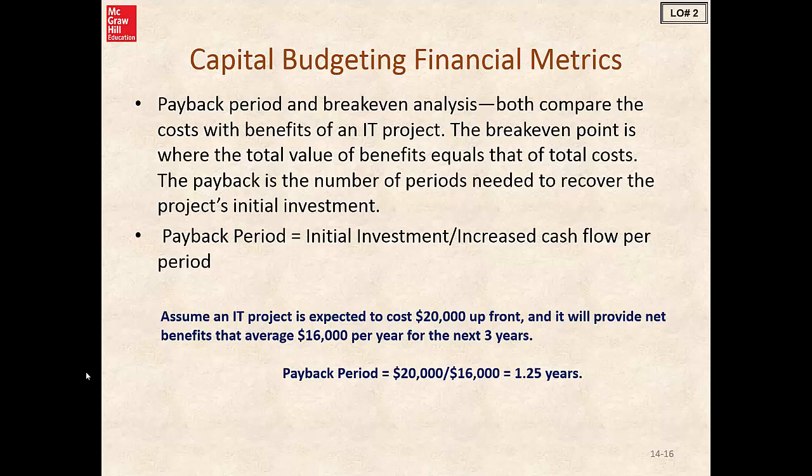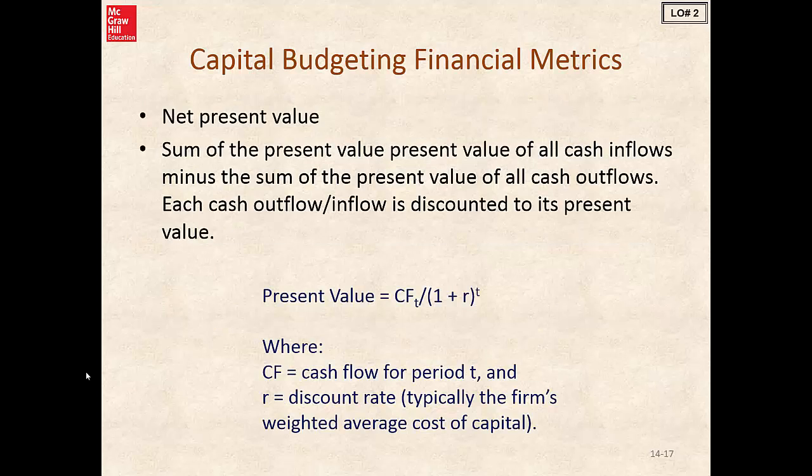So as an example, assume an IT project is expected to cost $20,000 up front, and it will provide net benefits that average $16,000 per year for the next 3 years. So that means our payback period is 1 1/4 years.